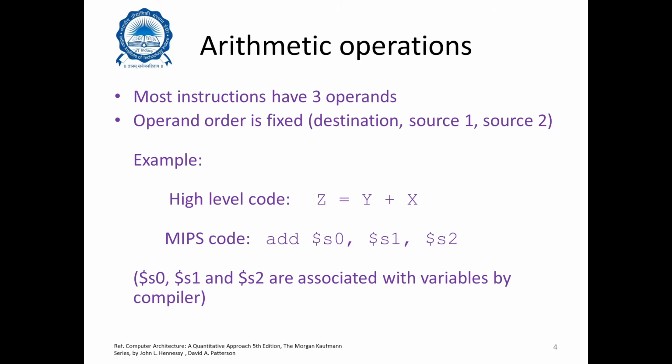Mind you, all the 3 are registers, and these 3 register names $S0, $S1, $S2 are associated with variables by the compiler. The compiler can choose any register to associate as per its usage policy.